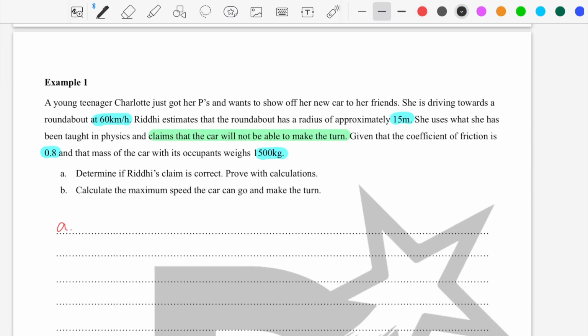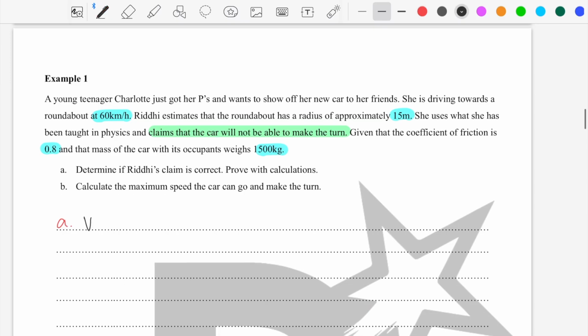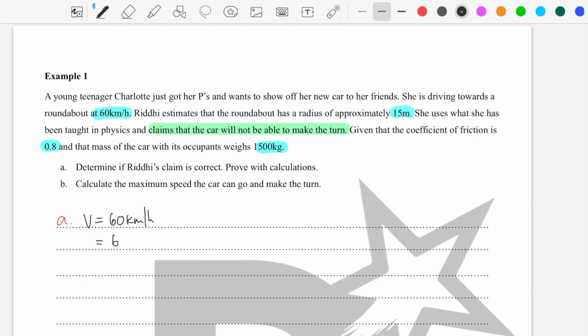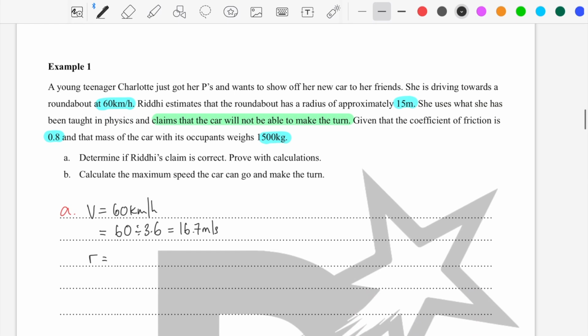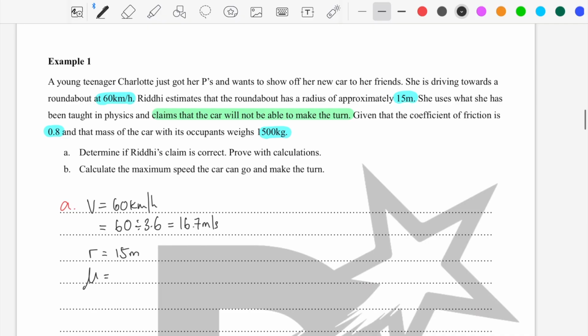Okay, so let's start by listing out our variables. All right, we know our velocity is 60 kilometers per hour. We convert that into meters per second. I think it's about 16.7 meters per second. Cool. All right, what else do we have? We know that the radius r is 15 meters. We know the coefficient of friction is 0.8, and we also know that the mass of the vehicle and its occupants is 1,500 kg.